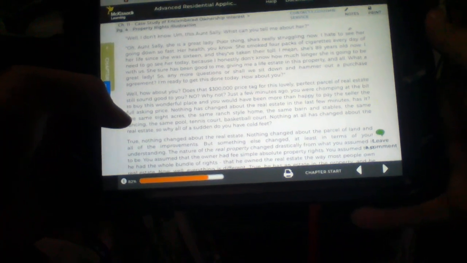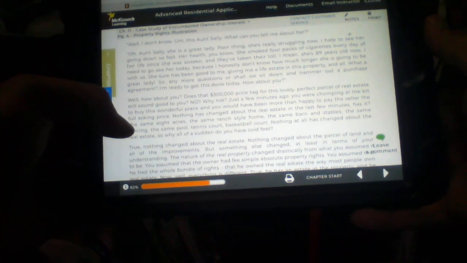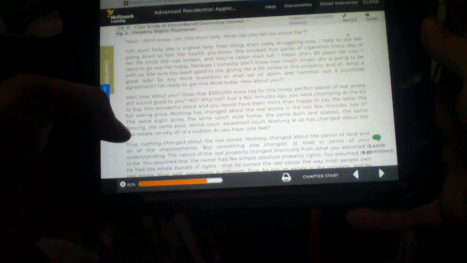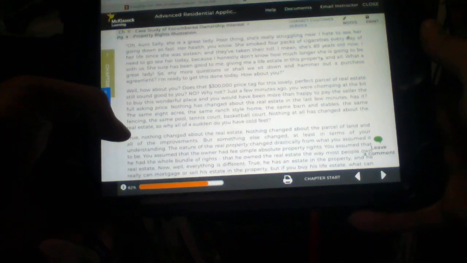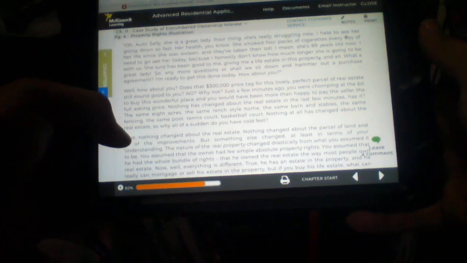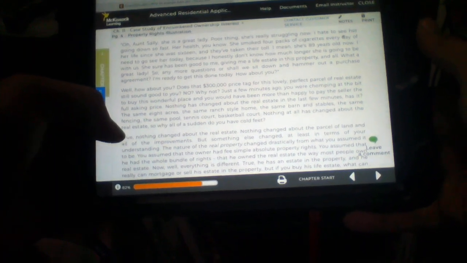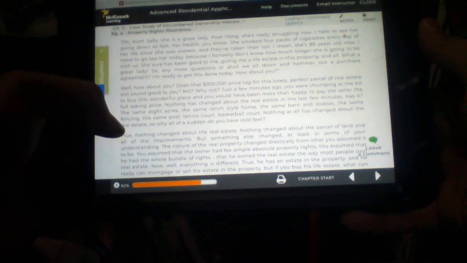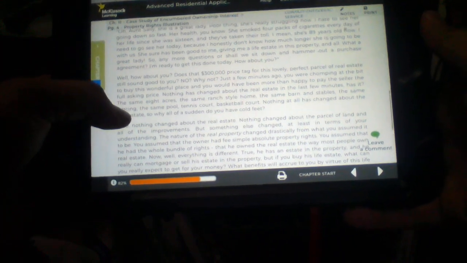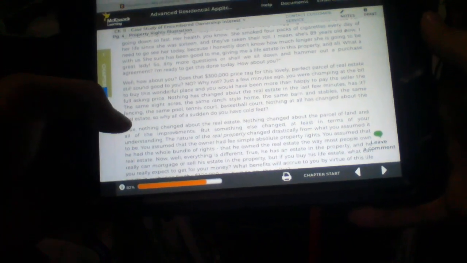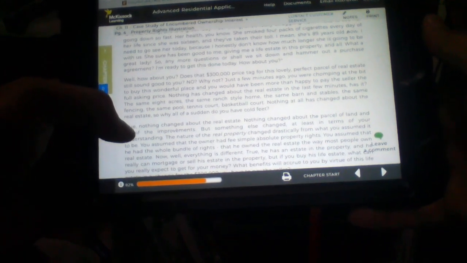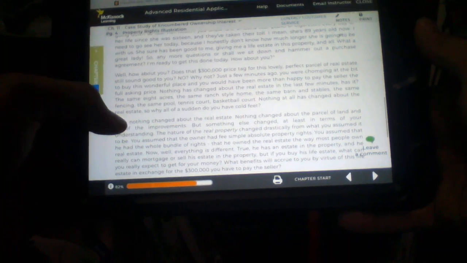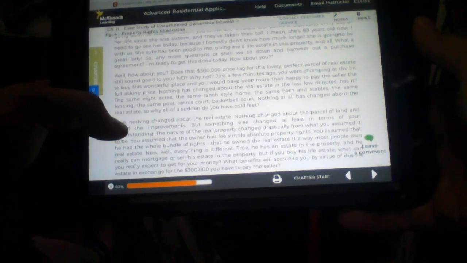"Well, I don't know. This Aunt Sally. What can you tell me about her?" "Oh, Aunt Sally. She is a great lady. Poor thing. She's really struggling now. I hate to see her going down so fast. Her health, you know. She smoked 4 packs of cigarettes every day of her life since she was 16. And they've taken their toll."